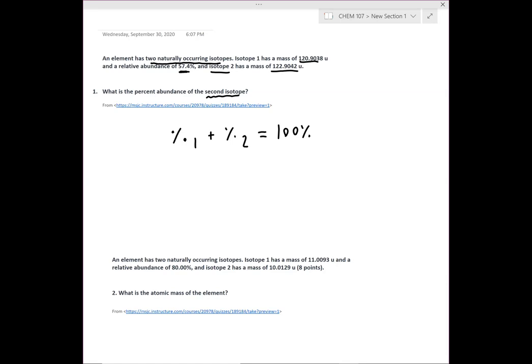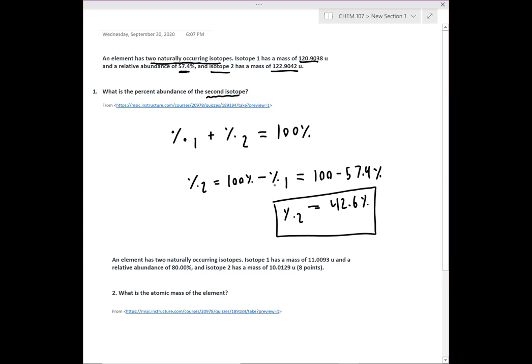Yeah. Okay, perfect. So then, from here, we know that we can solve for the percent abundance of isotope 2 by taking 100% minus the percent abundance of isotope 1. So we have 100 minus 57.4%, which in turn gives us 42.6%. Does that make sense to everyone? Yeah. Okay.